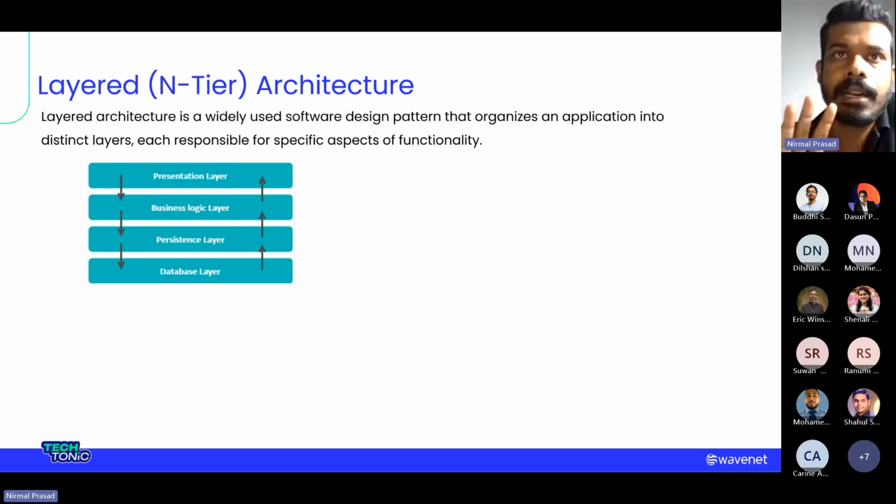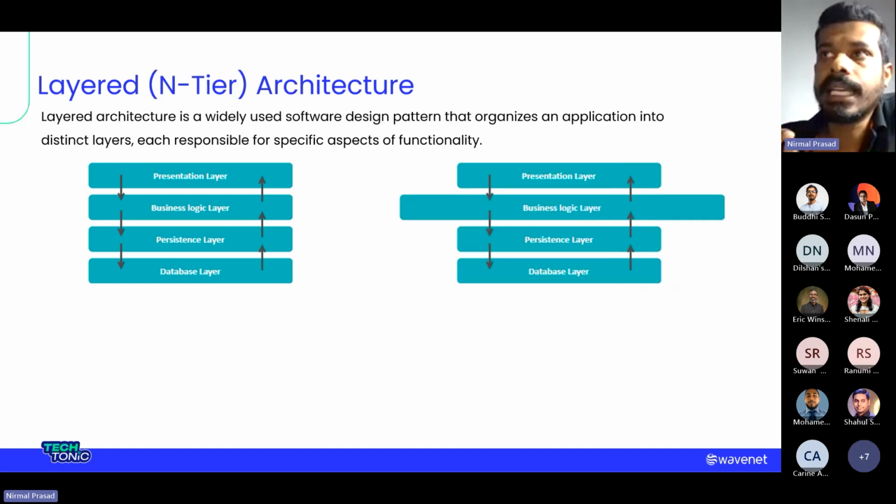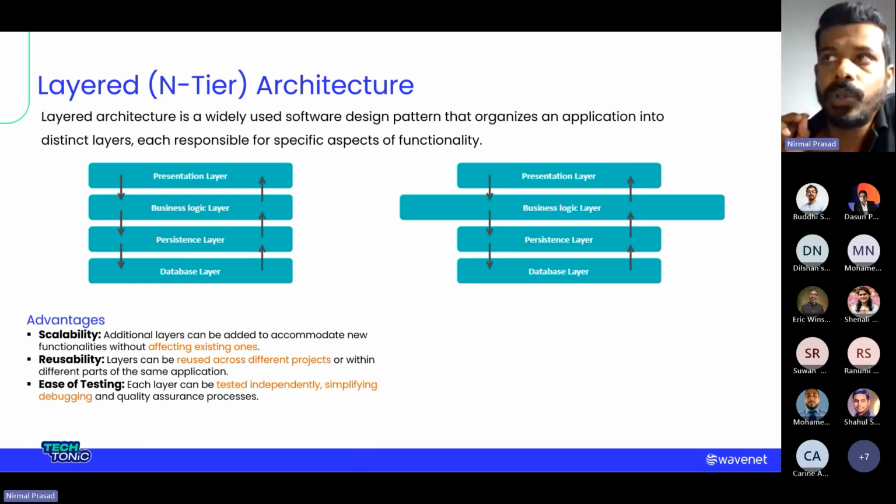This is a simple example, but we also call this n-tier architecture. N-tier means you can add multiple layers based on your business requirements. Now you can see the benefits of this kind of architecture. Scalability is high, because if you want to scale the business logic layer or any other layer, you can simply scale that layer separately, and the other layers remain the same. And reusability: if you want to reuse one of these layers for another project or platform, you can simply take that layer and use it there.